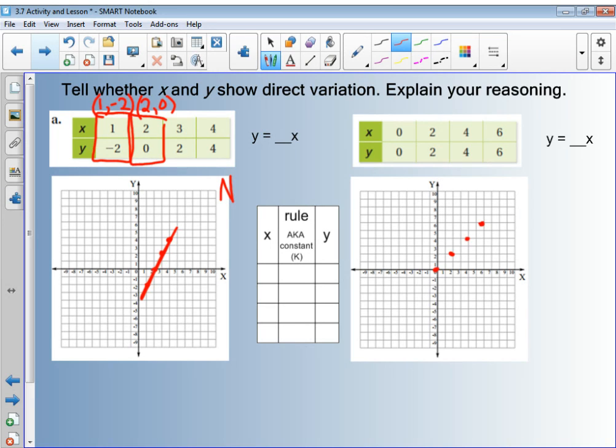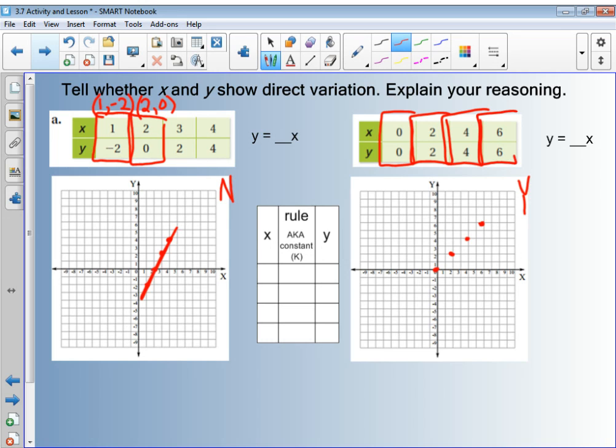So we also have our straight line. So this would be a yes. It is showing us a direct variation. And to figure out what our constant is, if we go through and substitute all of this in, I'm just going to show you one way that you can solve for your constant.